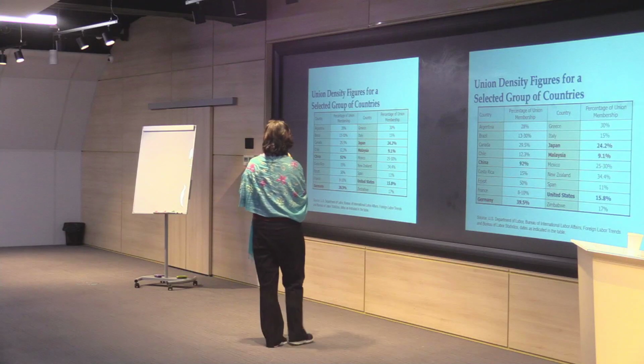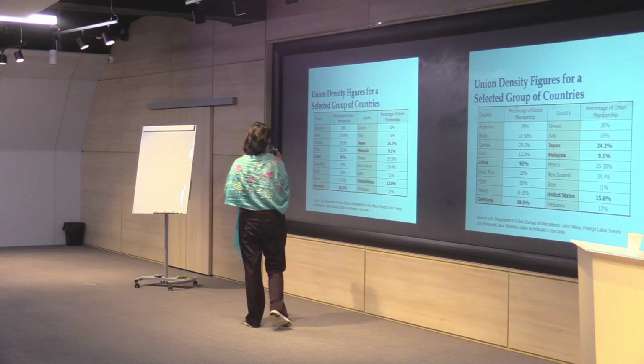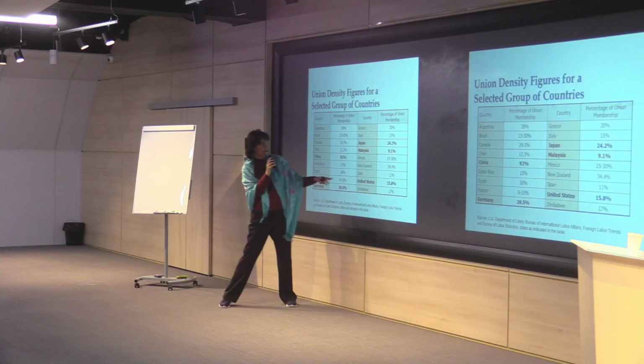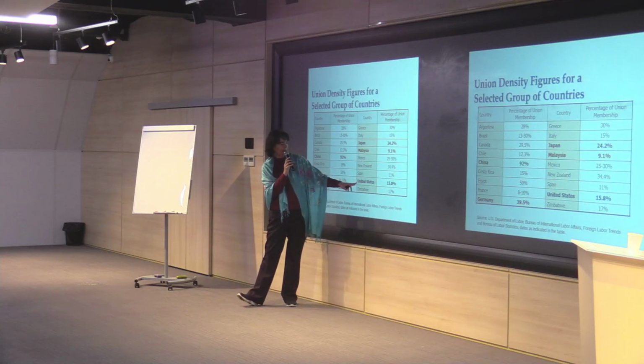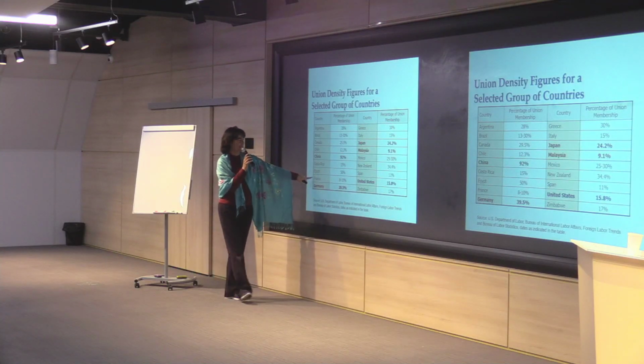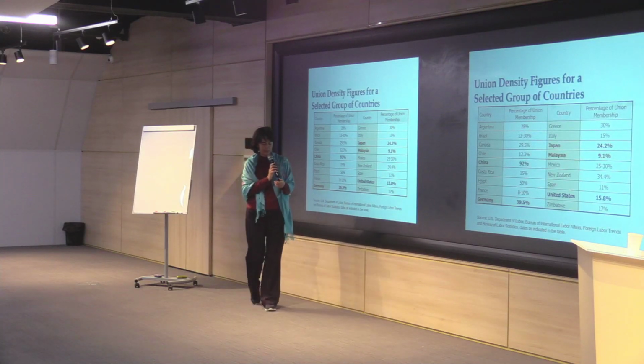Which one has the lowest? Malaysia has very low, and as you can see here, Spain also doesn't have that much, and the United States is like 15.8, and France is here as well.